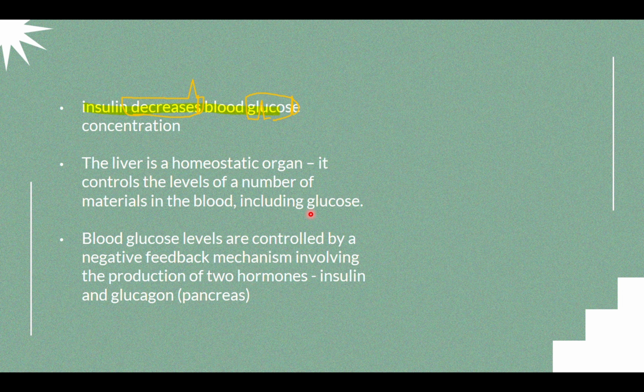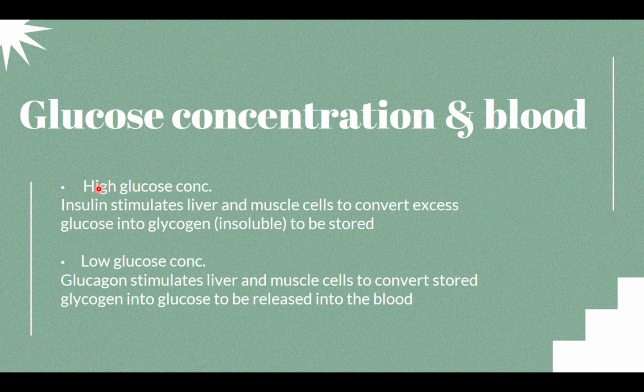I guess it was chapter 13, and it also controls your glucose, surprisingly. Now, the blood glucose level is controlled by a negative feedback mechanism involving the production of two hormones, as we said earlier, that are released by the pancreas, which are insulin and glucagon. Let's dive even deeper into this point.